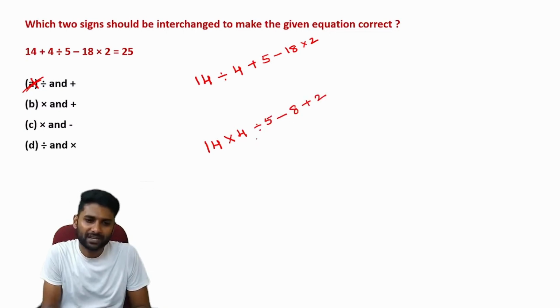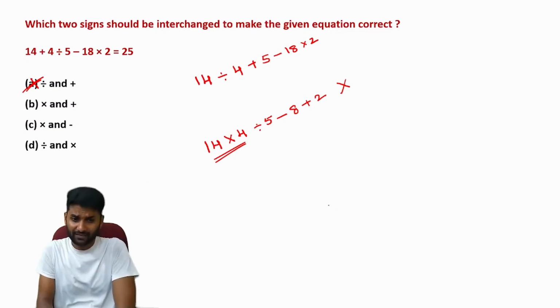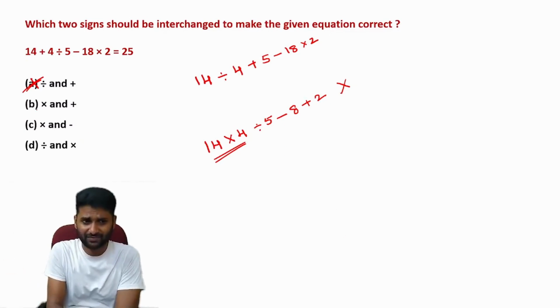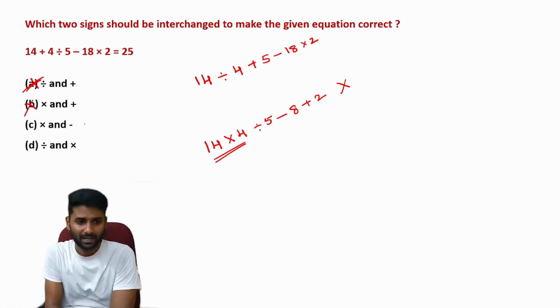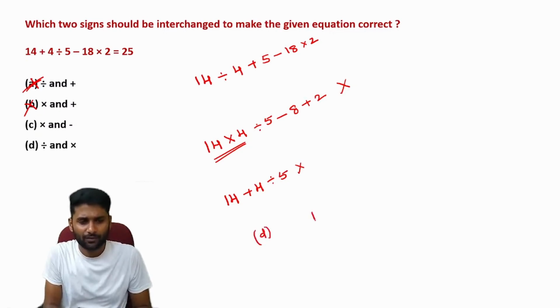If you go through the simplification, you will get a decimal. Why? Because 14 into 4 is exactly 56, divided by 5. Again, you will get a decimal value. So definitely B is also not a suitable answer. Let's check with C: 14 plus 4 divided by 5. And guys, if you see the divide by 5, you can't change anything. Still you will get a decimal. Then finally option D: 14 plus 4 multiplied by 5 minus 18 divided by 2.